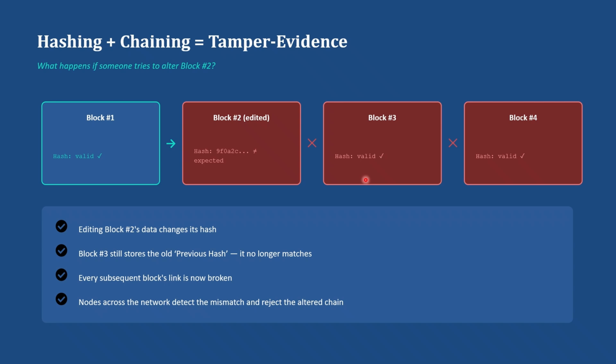And because block 4 depends on block 3 and so on, every subsequent block's link is broken too. When nodes across the network compare, they detect this mismatch instantly and reject the altered chain. This is the complete answer to the question what makes blockchain tamper-proof. It's not one clever trick. It's hashing and chaining working together that make the blockchain tamper-proof.